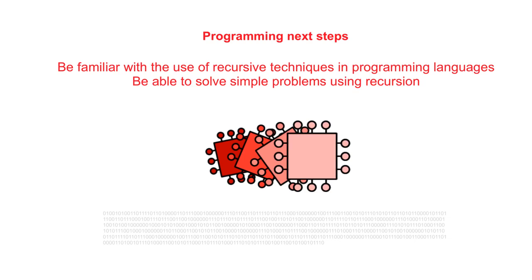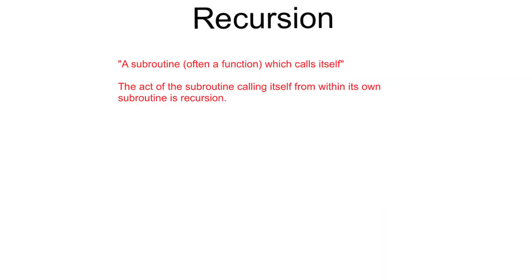In this video, we take a look at recursion and how it can be used and how it compares to an iterative approach to programming. A recursive subroutine is an advanced programming construct, often a function which can call itself. The act of the subroutine calling itself from within its own subroutine is recursion.